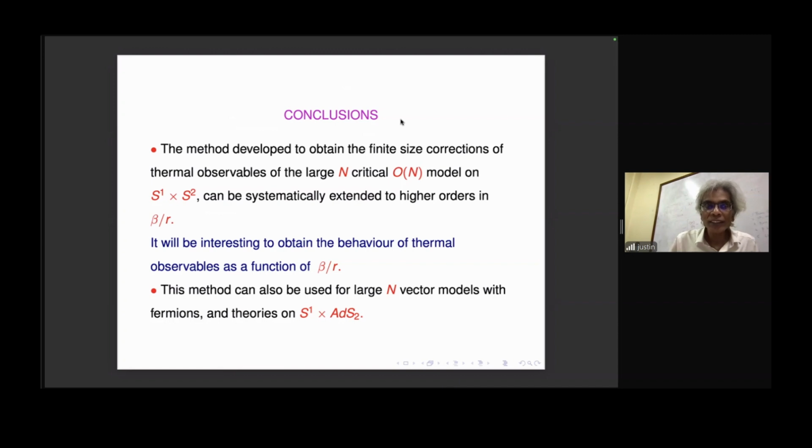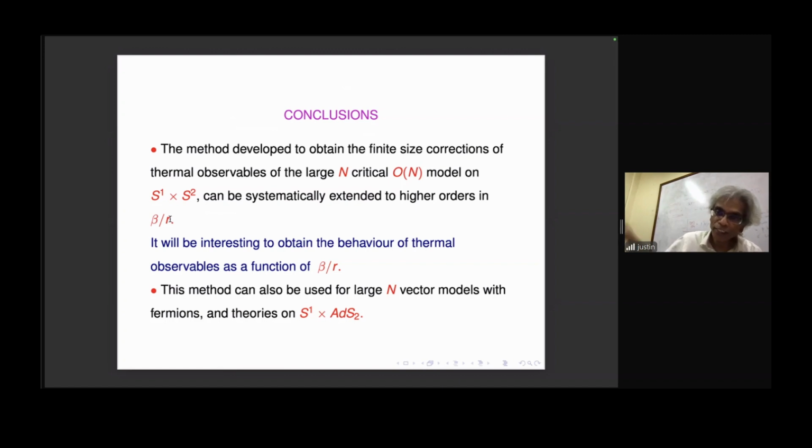The conclusion is that the method developed for obtaining finite size corrections for the large N critical O(N) model can be systematically extended to higher orders. It will be interesting to see the behavior of these observables, like the partition function, the energy density and so on, as a function of beta by r. I don't expect a phase transition from this model, but still it'll be interesting to see how it goes from the larger radius or plane to the finite size.